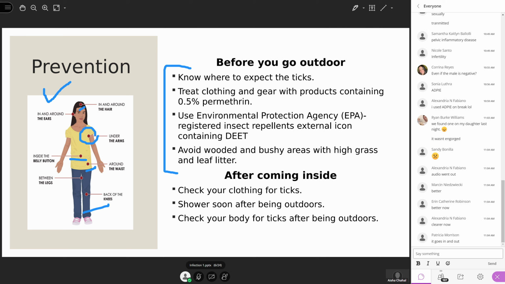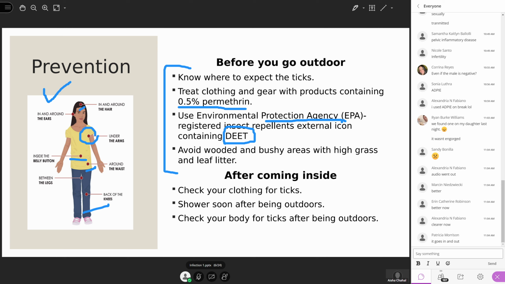And so this is the little solution: 0.5% permethrin, which can be used for washing the clothing and gear after outdoor activities, especially like gardening or hiking and stuff like that. And use environmental EPA-registered insect repellents. If you just put this on Google, there will be an authentic site that will talk all about it. But basically, this is a chemical that must be present, DEET, as an insect repellent.